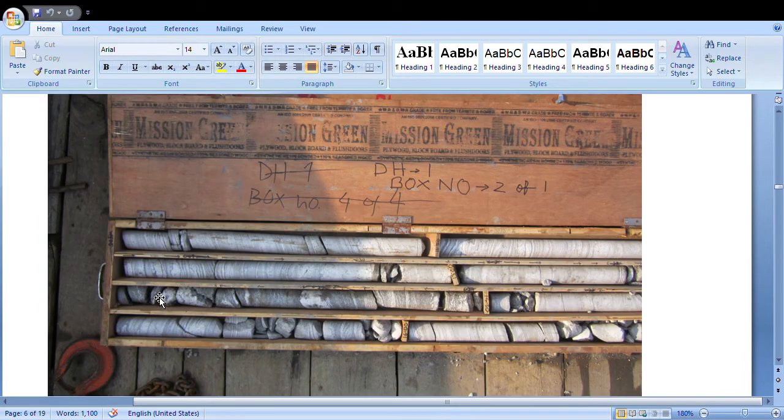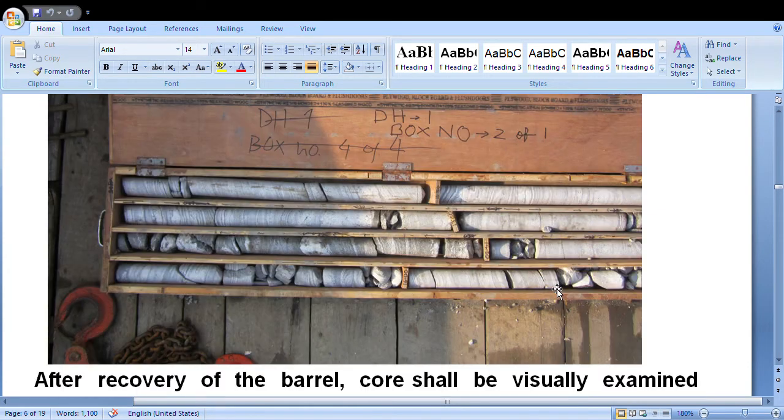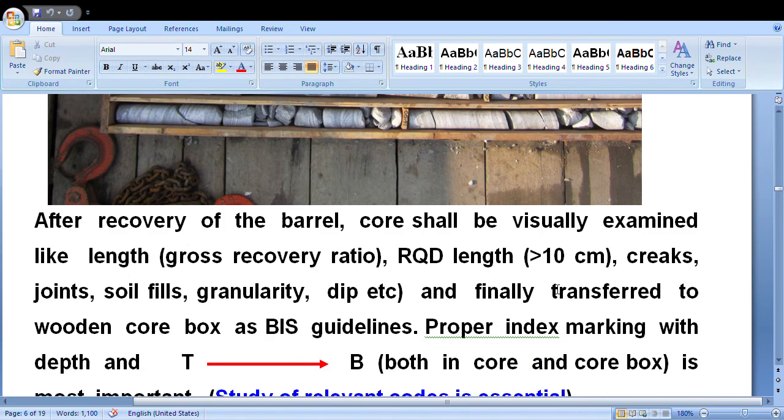Finally, this should be kept in a wooden box very carefully. In this wooden box, all necessary information, like total length for gross recovery, say it is 1.5 meter, how much it is coming, we should measure it. RKDU length, we have to measure the RKDU length greater than 10 cm.